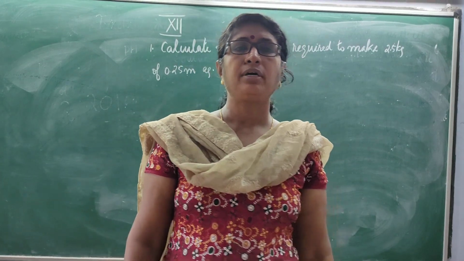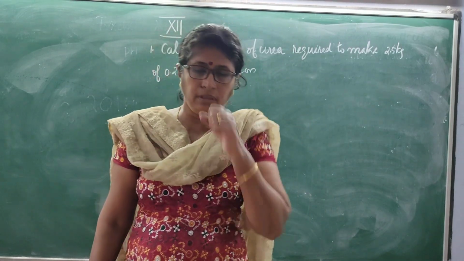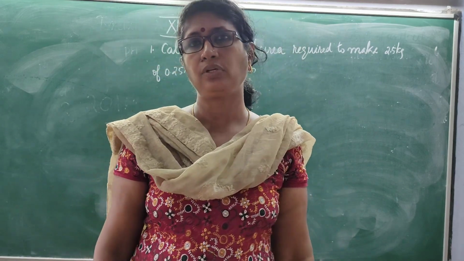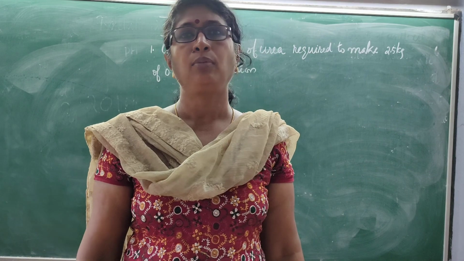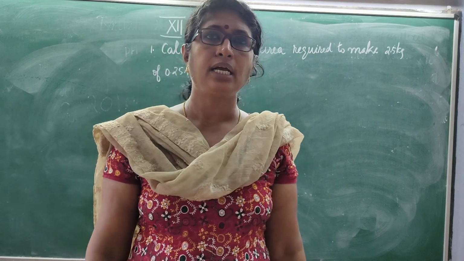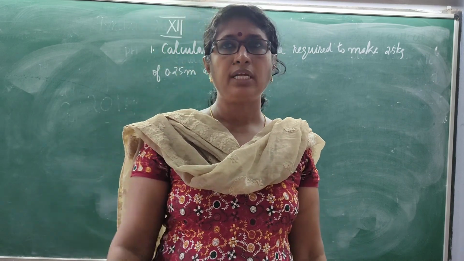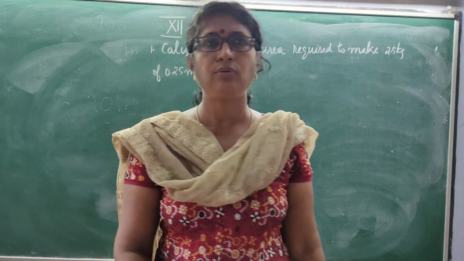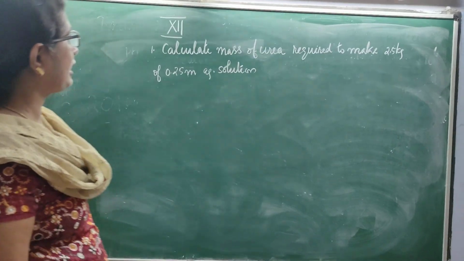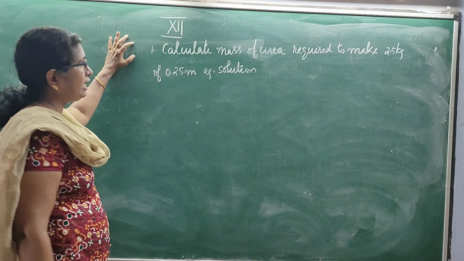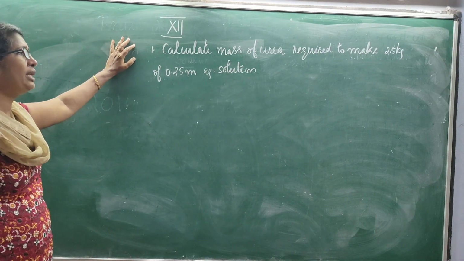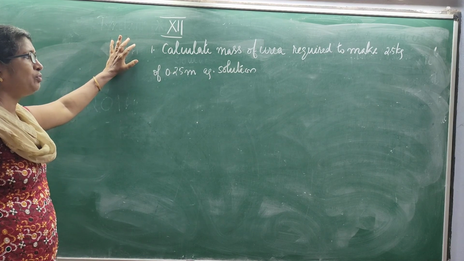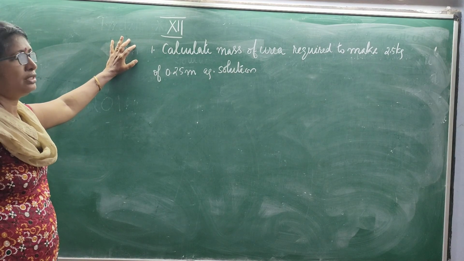So yesterday we completed the different methods to express the concentration of solutions, that is molality, molarity, mole fraction, mass percentage, volume percentage, parts per million, etc. Now we will do one more calculation. One question I have written on the board. Calculate the mass of urea required to make 2.4 kilogram of 0.25 molar aqueous solution.